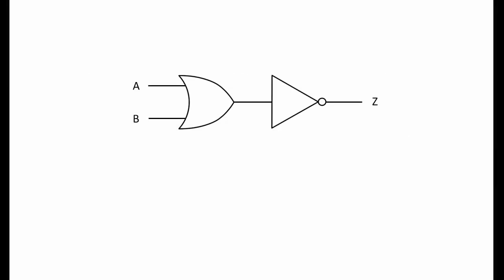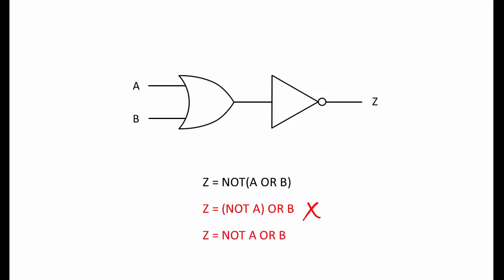Here, an OR gate has been combined with a NOT gate. The output Z can be described with the expression Z equals NOT (A OR B). The brackets in this expression are essential. They specify that the OR operation should be performed first, and that the result of this is then the input for a NOT operation. If the brackets had been positioned here instead, the expression would not accurately describe this particular combination of gates. It would be wrong.